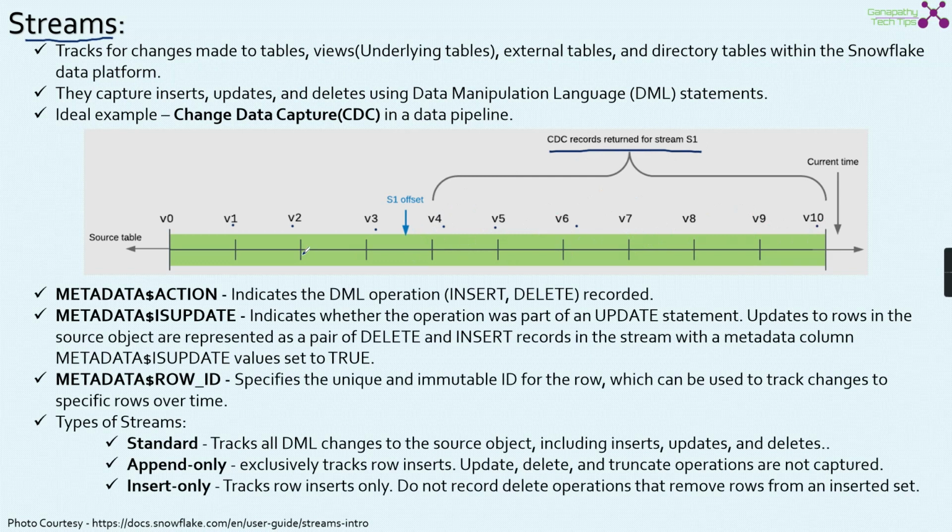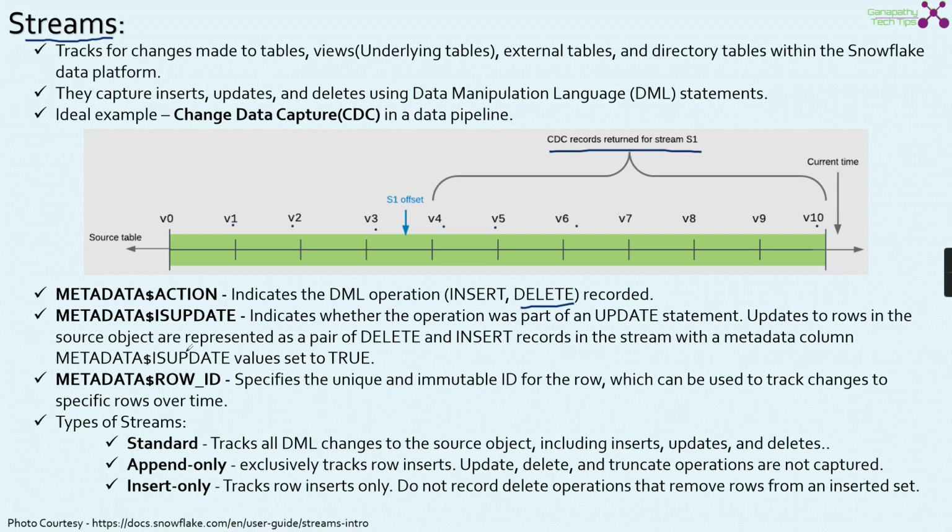Streams come with three main important fields: metadata action, metadata is update, and metadata row id. We are going to discuss them in more detail. First let us understand what these are. Metadata action indicates the DML operation. Typically an insert or delete operation that happened over the table will be recorded in metadata action. Metadata is update is a true or false field which is set to true for any update statement. Typically in streams, an update is handled by a two-step procedure.